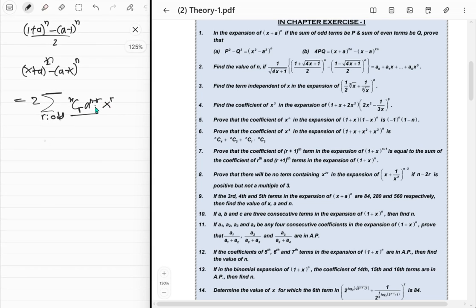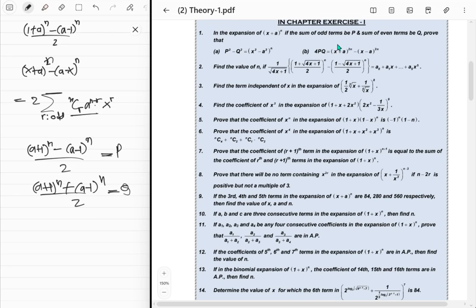So it's basically saying ((a + 1)^n - (a - 1)^n) upon 2. That's the sum of the odd terms, that is p. And ((a + 1)^n + (a - 1)^n) upon 2, that is q. So just go and see the formula once again. This is pretty obvious. Now prove that p squared minus q squared is (x squared minus a squared) to the power of n.